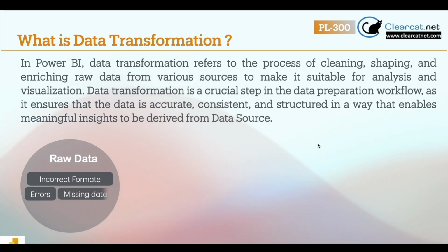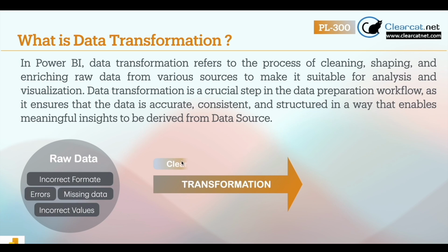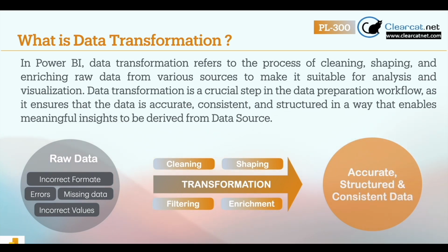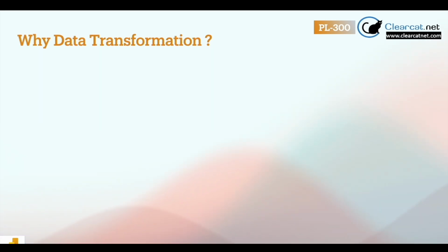So in our data set, it is not guaranteed that we have the exact value we are going to visualize. A data set we receive may be raw data in which incorrect formatting, errors, missing data or incorrect values are there. So with the help of transformation, cleaning, shaping, enrichment, filtering, we can convert the raw data into accurate, structured and consistent data. The next question is, why data transformation?